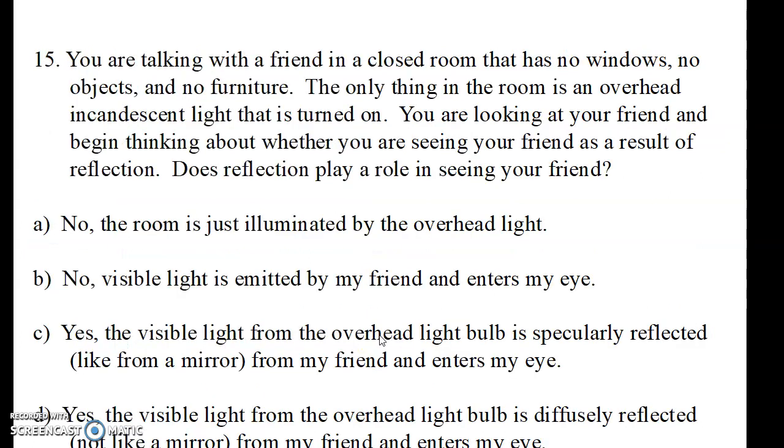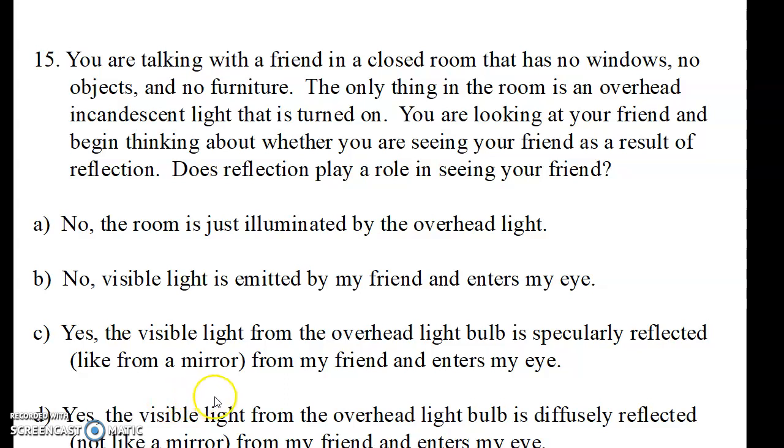15. You are talking with a friend in a closed room with no windows, no objects, no furniture. The only thing in the room is an overhead incandescent light that is turned on. You're looking at your friend and begin thinking about whether you are seeing your friend as a result of reflection. Does reflection play a role in seeing your friend? And the answer is D, yes.